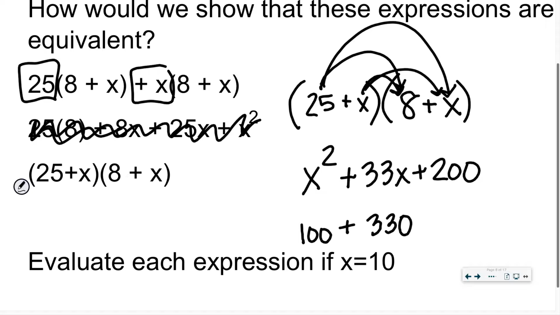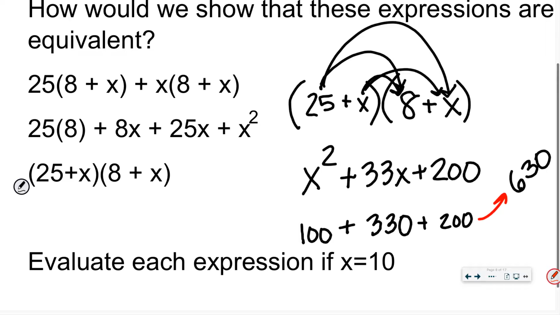Good? Last term. Do we have to do anything to it? No. What's my total? 630. Good. If I went back to the original expressions, all three of them, I still would have gotten 630. If I just plugged in 10 here and did 35 times 18, I would have gotten 630. All of them I would have gotten 630.